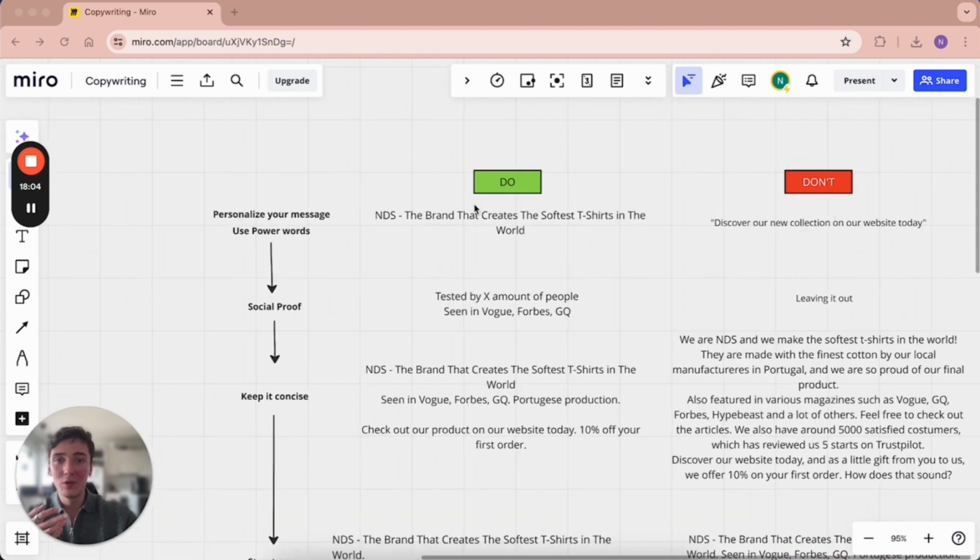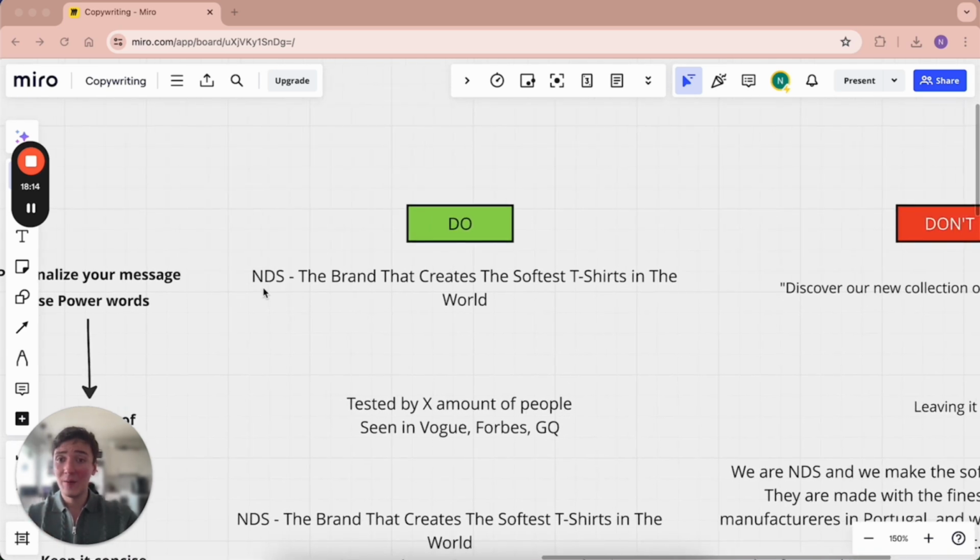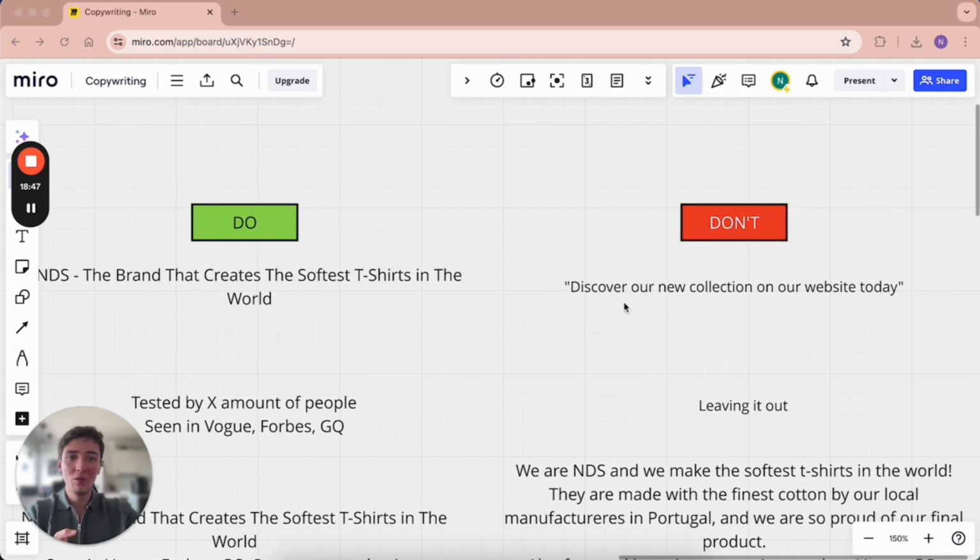So I've made some do's and don'ts, and if we look at the first one over here, it's personalize your message and use some power words. So the do here is the brand name. I've written my company's name, NDS. It's of course optional whether or not you want to include that. But here I've written the brand that creates the softest t-shirts in the world. So this is personalized because we are claiming to create the softest t-shirts in the world. Obviously, there are a lot of other brands which can say the same, but it's still personalized to our brand, if that makes sense.